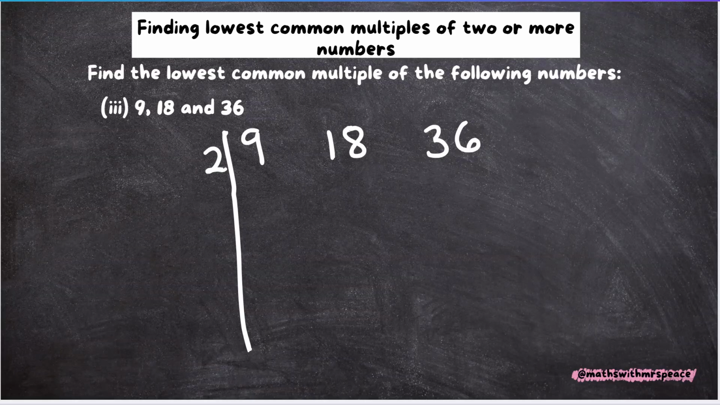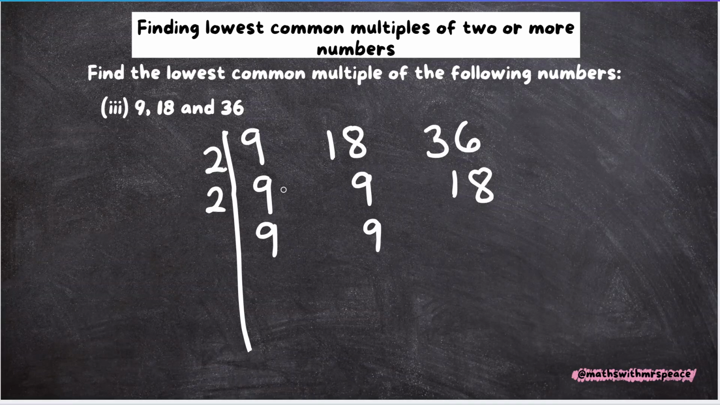9 divided by 2, we have a remainder, so we're not going to perform the division. We'll repeat 9. 18 divided by 2 will be 9 again. 36 divided by 2 will be 18. We still have one even number here, so I'm going to go ahead and use 2. I repeat 9 here because they will have a remainder if I divide them by 2.